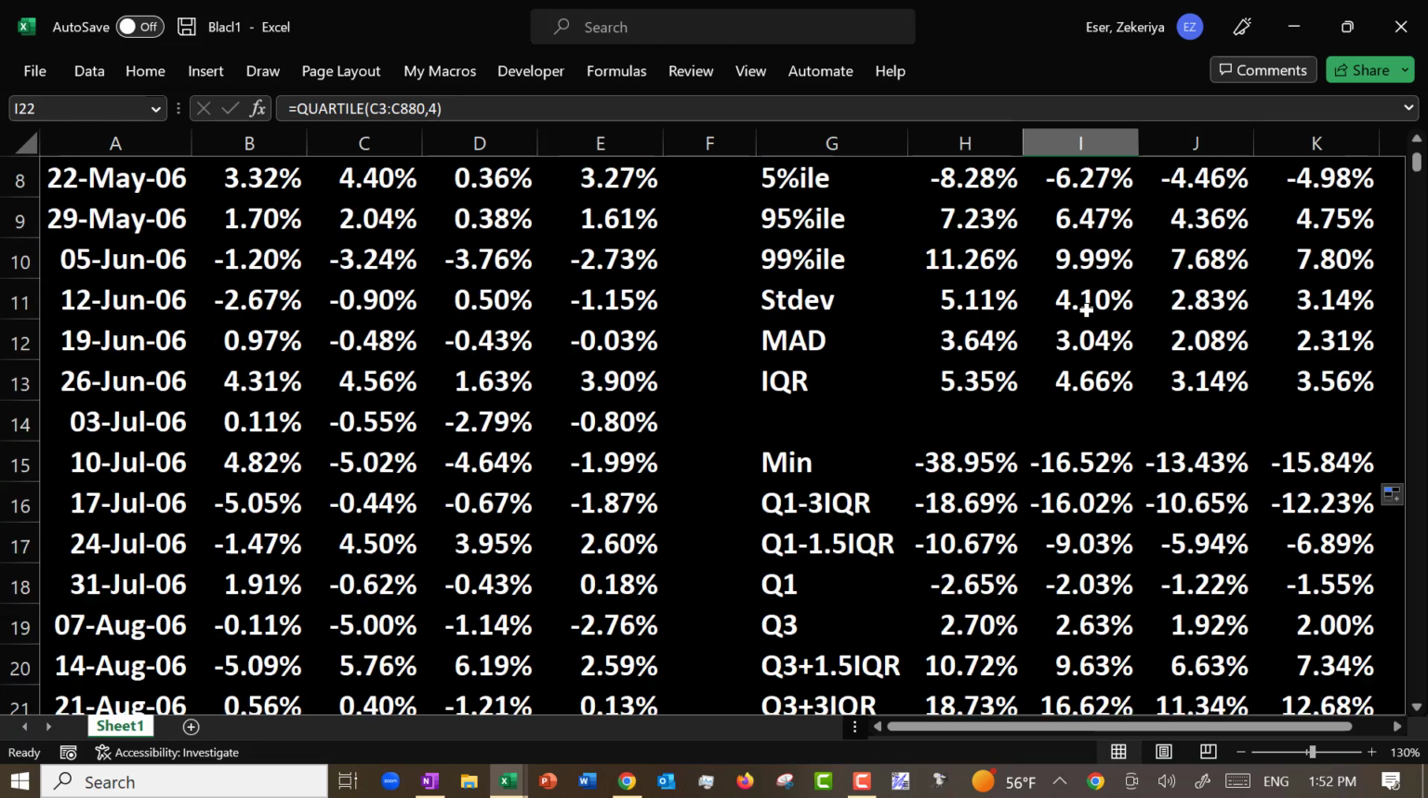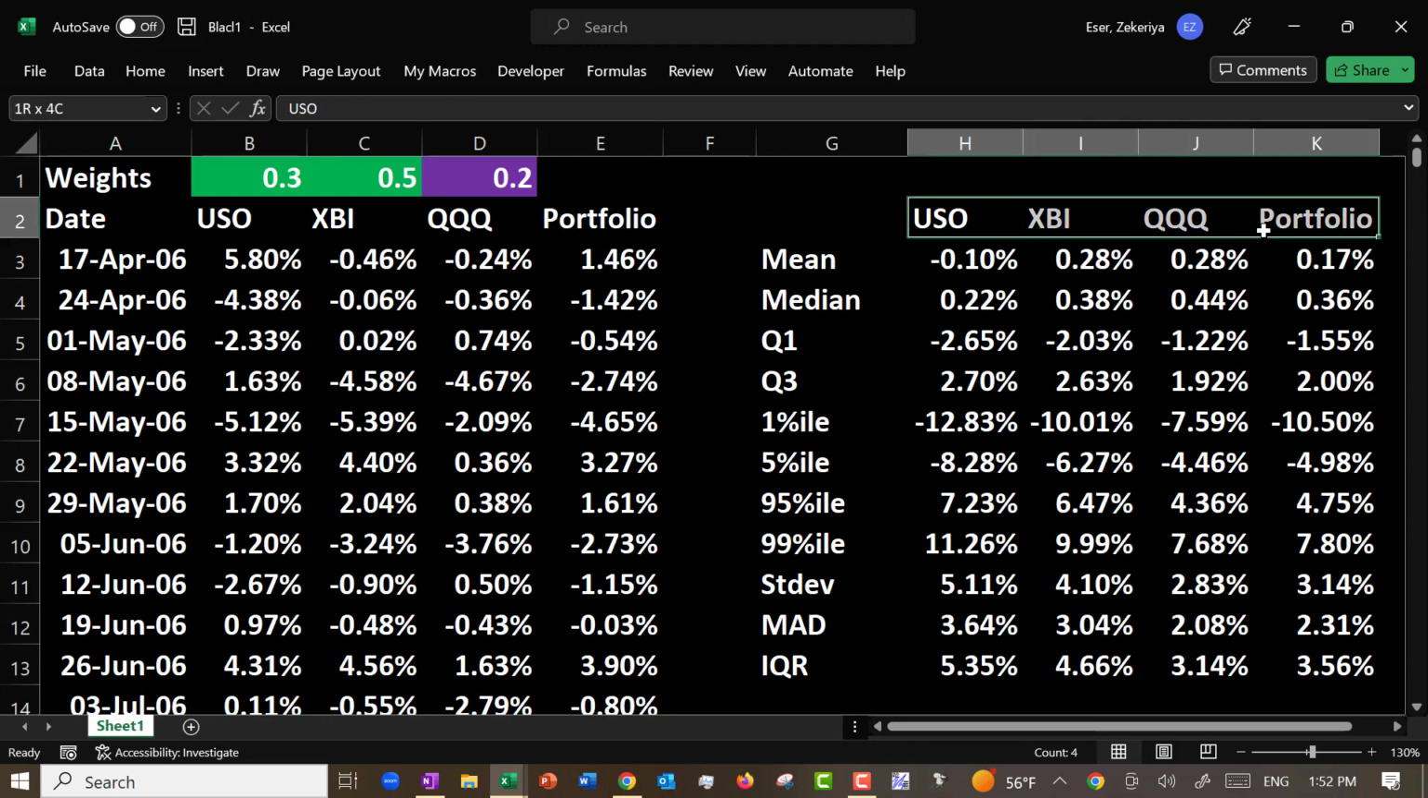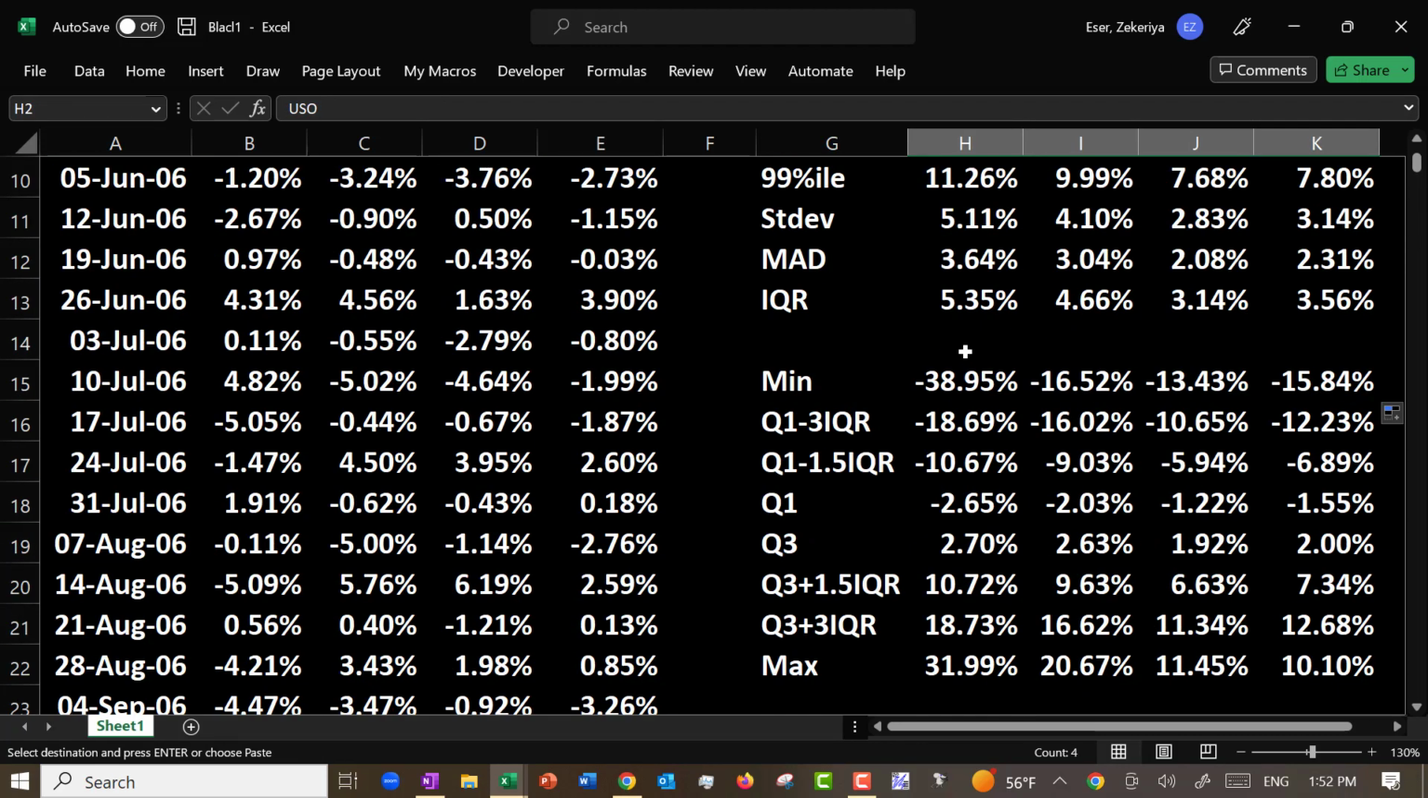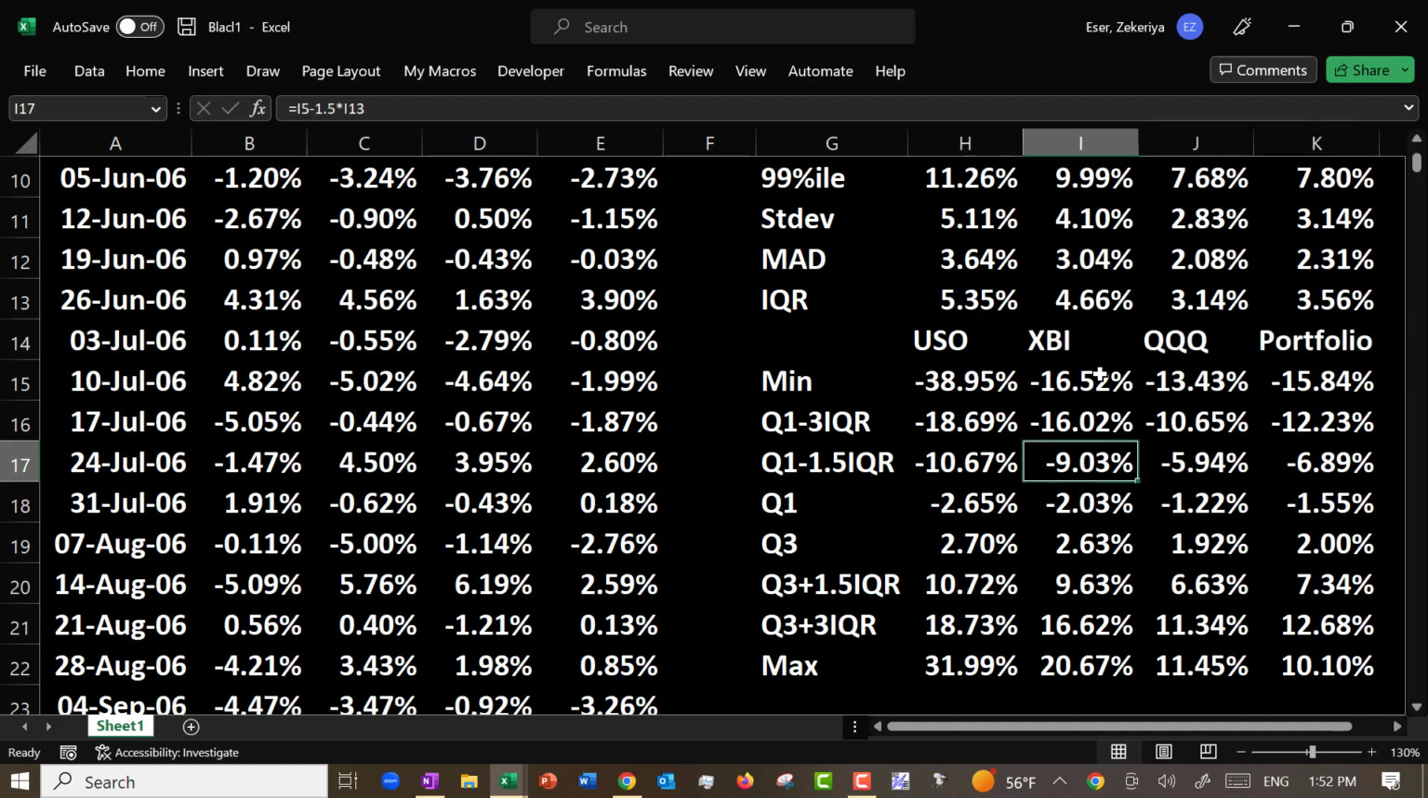For example, let me copy these again for visual purposes. There aren't that many outliers for XPI. There's some for QQQ. Not much on the upside for QQQ. In fact, there are no outliers for this portfolio.